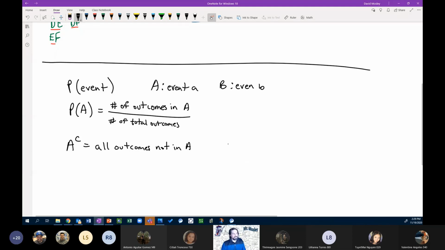Then the other new notation we have is intersection, which is this arch, and union.